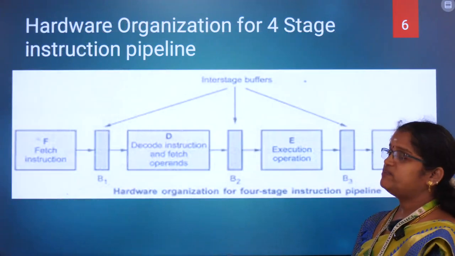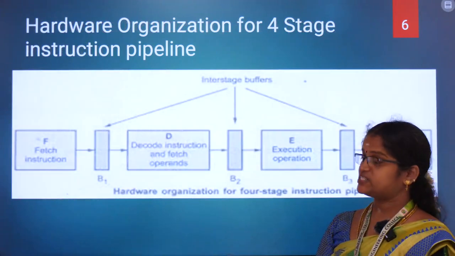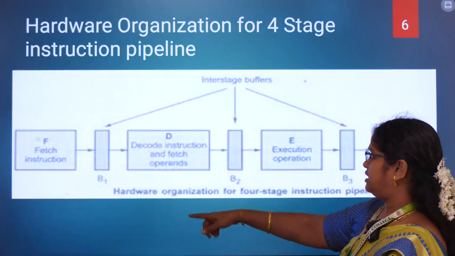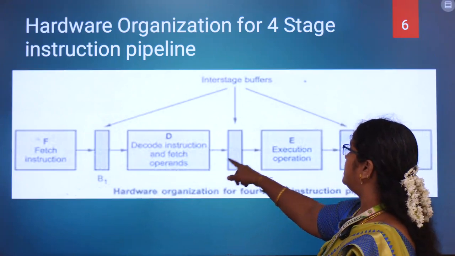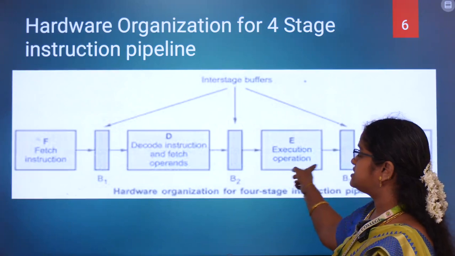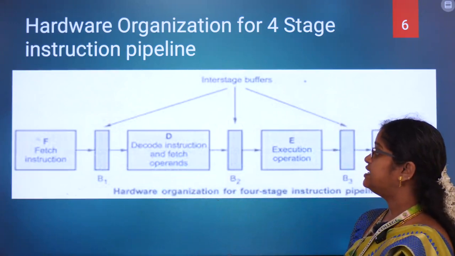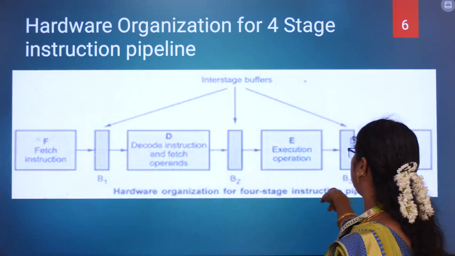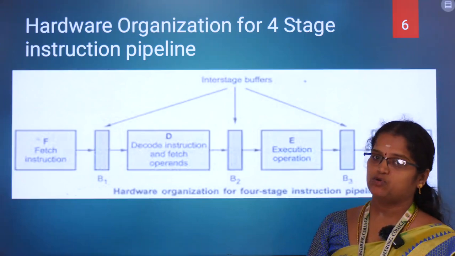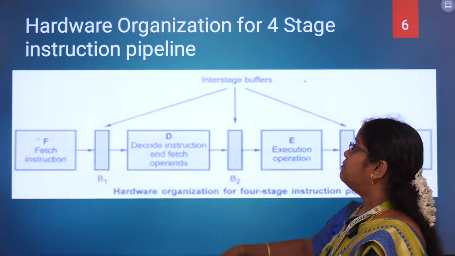So this is the hardware organization for a 4-stage instruction pipeline: fetch instruction, decode, execute, store results. These are the 4 stages of pipelining. In between, B1, B2, B3 are the intermediate storage buffers. Okay, so this is a buffer.